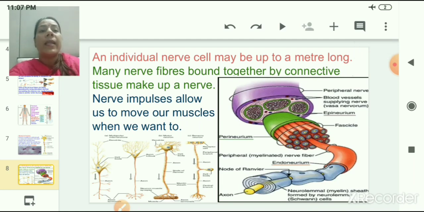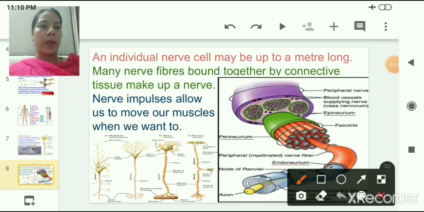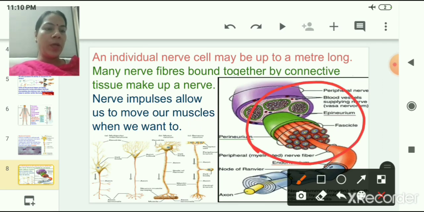An individual nerve cell may be up to a meter long. Many nerve fibers bound together by connective tissue make up a nerve. So in this diagram you can see a bundle of nerve fibers. Focus on this diagram: you can see there are so many small fibers which make a nerve.